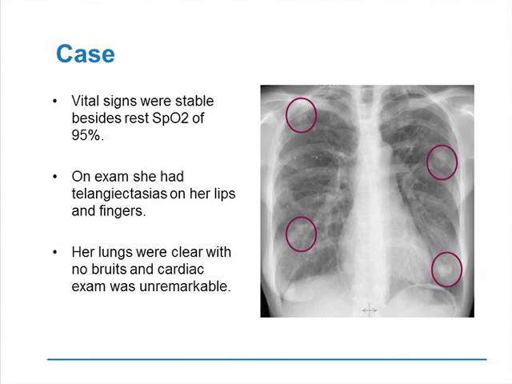When we saw her, her vital signs were pretty stable, except at rest her pulse ox was 95%. She had telangiectasias on her lips and fingers, and I'll show you her fingers in a little bit. Her lung exam was completely clear. There were no vascular bruits, and on cardiac exam, no murmurs. Her S1, S2 was completely normal. And when you look at the chest X-ray, you will see that there are these nodular lesions, one here, one down here, maybe another one here, another one here. That is definitely seen on her chest radiograph.